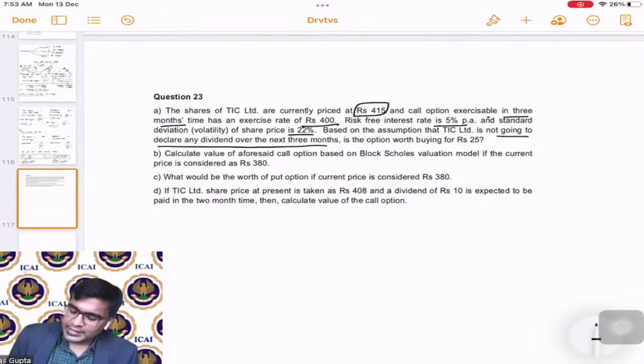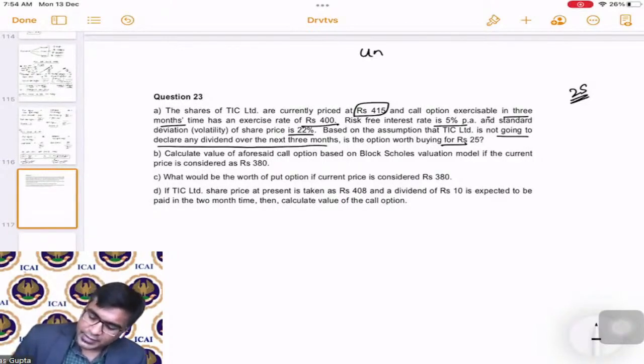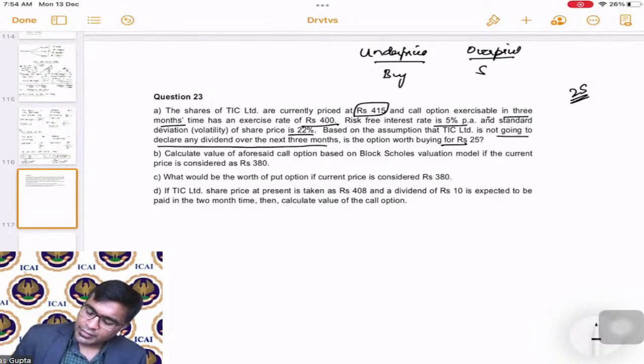And in the next line, it is asking, is the option worth buying for rupees 25? So they have given that 25 is currently the option price. You tell us whether it is worth buying at 25. Now, students, we know, basis the principles of overpriced and underpriced, what is to be bought and what is to be sold. If something is underpriced, then we will buy it. If something is overpriced, then we will sell it.